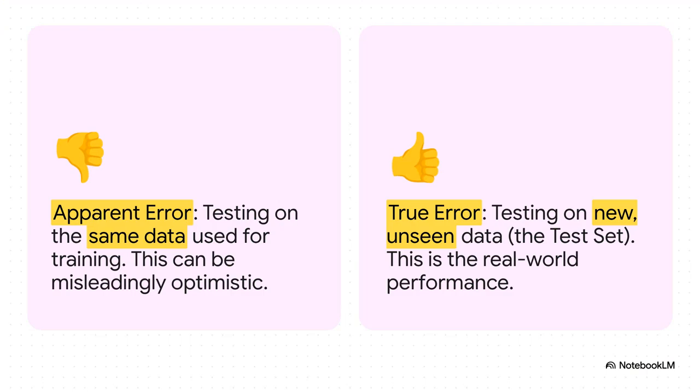And this is a super important distinction, the difference between apparent error and true error. See, if you test the model using the same data it trained on, you'll get its apparent error. But that's like giving a student the exact same practice test as the final. Of course they'll do well. The true error comes from testing it on the test set, on data it has never ever seen before. That tells you how it's really going to do out in the wild.